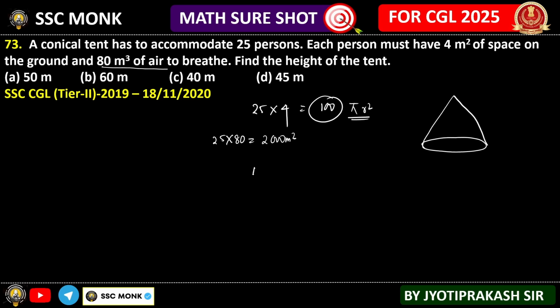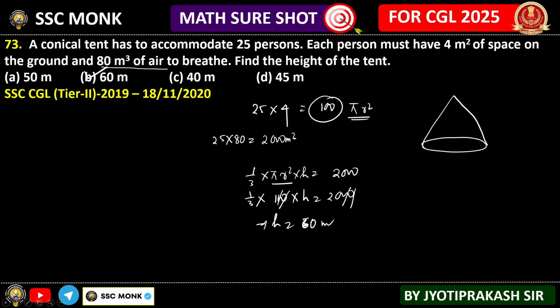Clear? So that can be written as 1/3 into πr² into h is equal to 2000. So this can be written as 1/3 πr², the total area, 100 into h is equal to 2000, double zero gone. So height is equal to 20 into 3, that is equal to 60 meter, my bad. Answer option B. Clear? Next.